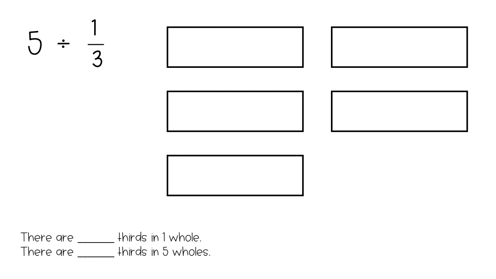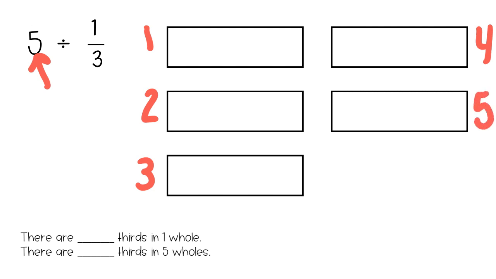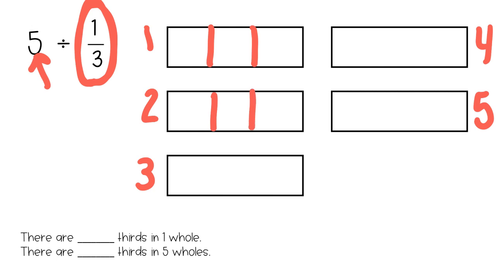Let's look at another one. Our question says 5 divided by 1/3. Our first step is to take my wholes and represent my 5 wholes. Here's 1, 2, 3, 4, 5. I have my 5 wholes. Now I need to split each of my wholes into thirds, and 1/3, so thirds. Split each of them into thirds. Okay. Each of these has been split into 1/3.